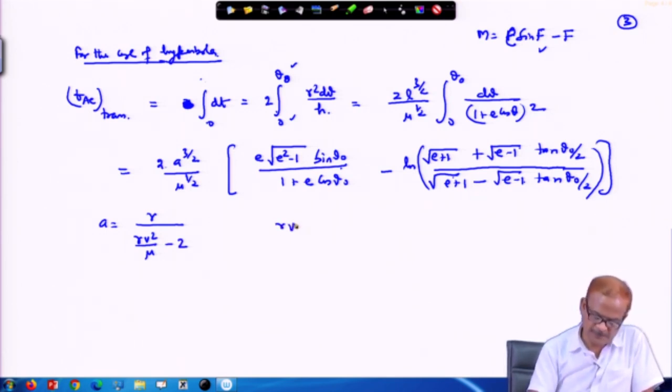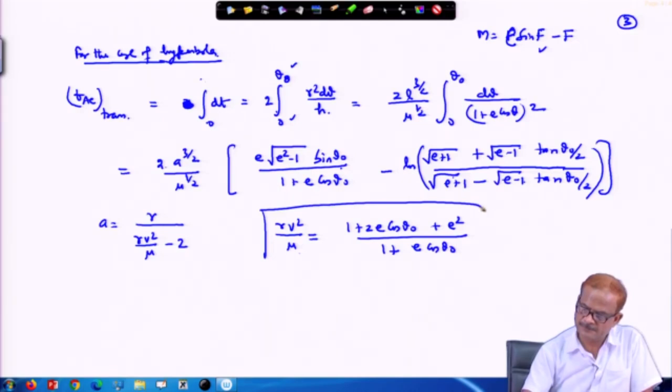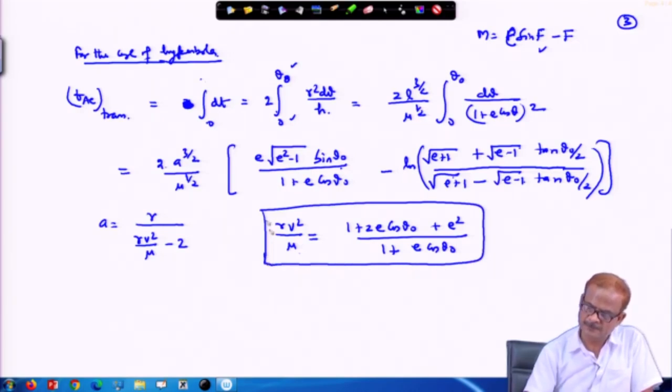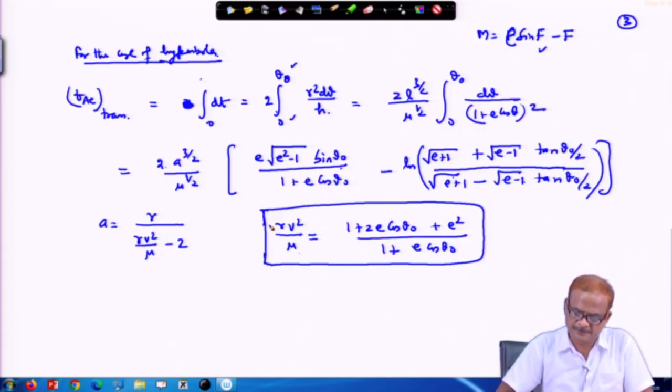And also the relationship we have derived earlier, R V square divided by mu equal to 1 plus 2 E cos theta 0 plus E square divided by 1 plus E cos theta 0. So, this we have done while doing the orbit determination problem, before that we did it. Okay, so, we derived all these quantities.